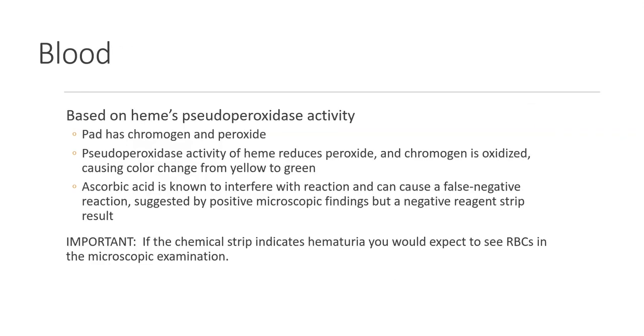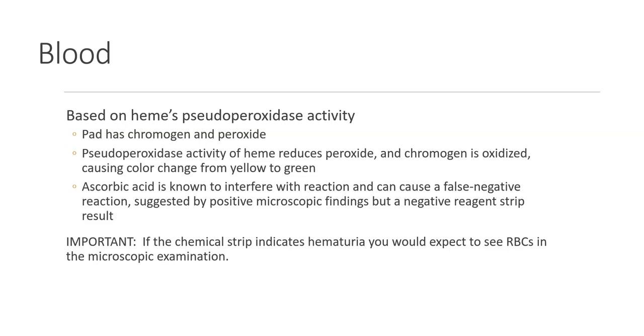The reaction on the pad is based on heme pseudoperoxidase activity. The pad has a chromogen and peroxide, and the pseudoperoxidase activity of heme will reduce the peroxide, which then oxidizes the chromogen, and that causes the color to change from yellow to green. Ascorbic acid is known to interfere with this reaction, and so you can get a false negative reaction.